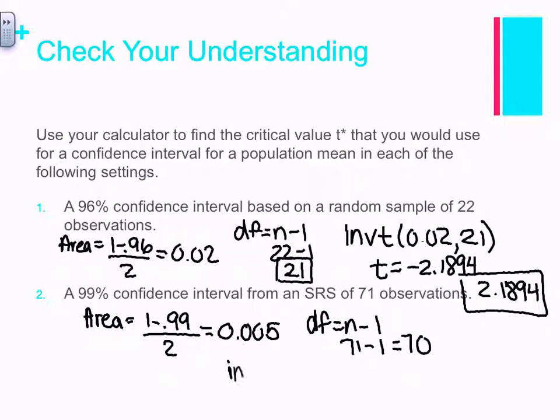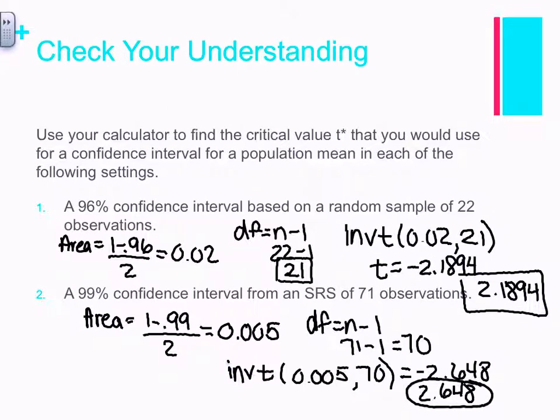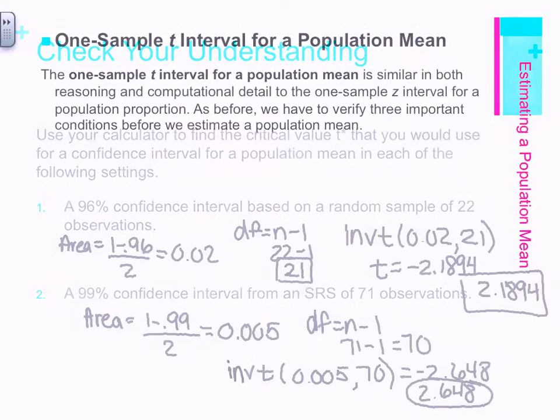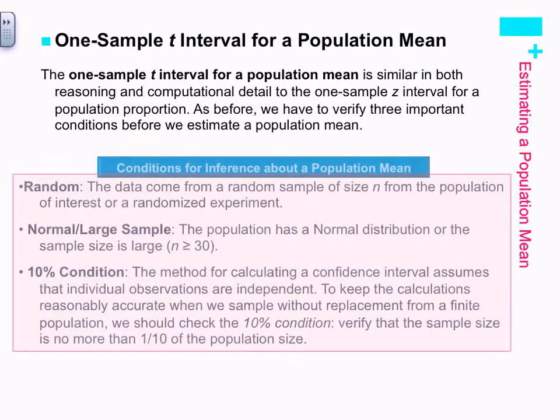And so for our t critical value, we're going to inverse t our 0.005, 70 degrees of freedom, and you will get a value of negative 2.648. But again, we're constructing a confidence interval, so we're going to ignore the negative, and 2.648 is your t critical value. Okay, so that's going to become a really big important part of constructing our confidence intervals. So let's begin to talk about our confidence intervals.